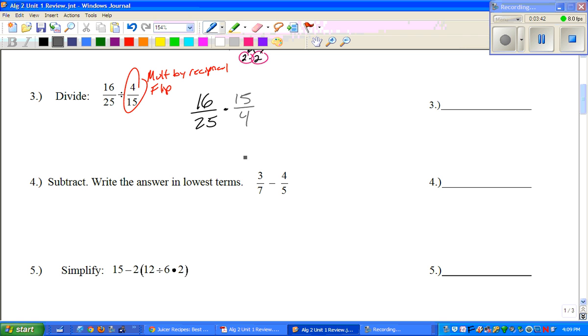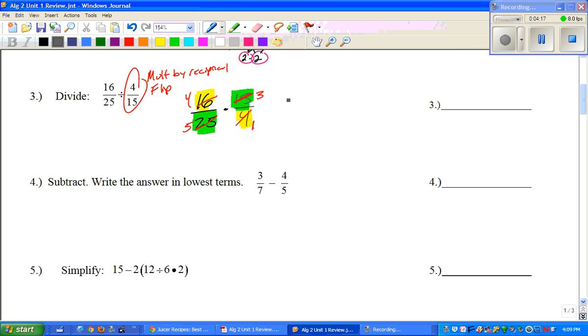So we can either multiply straight across, or we can kind of look at the kitty corners to see if we can reduce those. And for both of these you can, because 16 and 4, if you divide both of those by 4, 4 goes into 4 once, and 4 goes into 16 4 times. And then 15 and 25, what numbers go into both of those? Well, 5 does. 5 goes into 15 3 times, and 5 goes into 25 5 times.